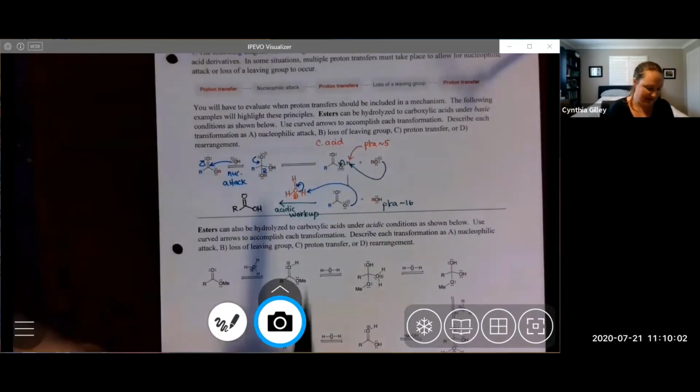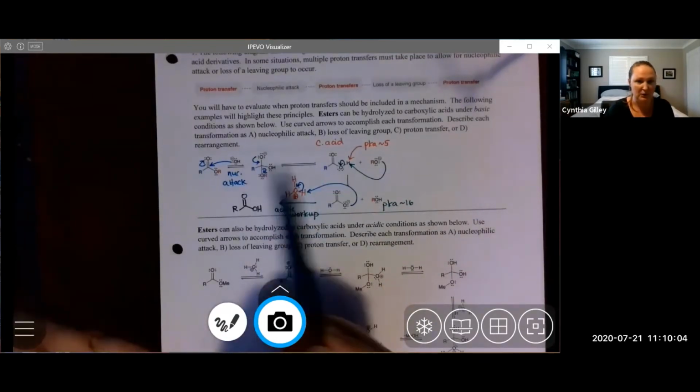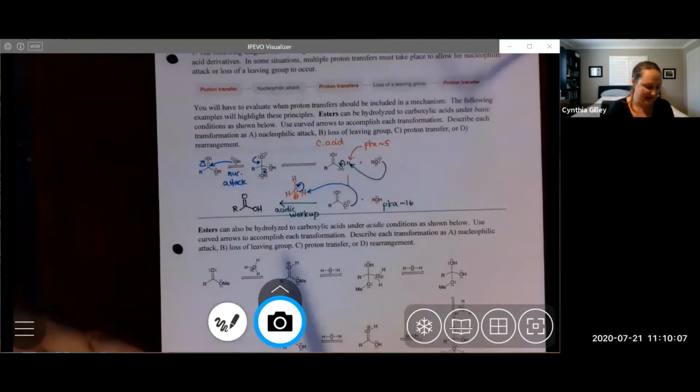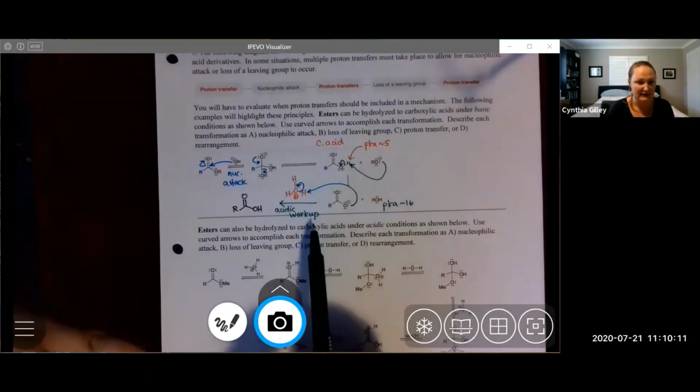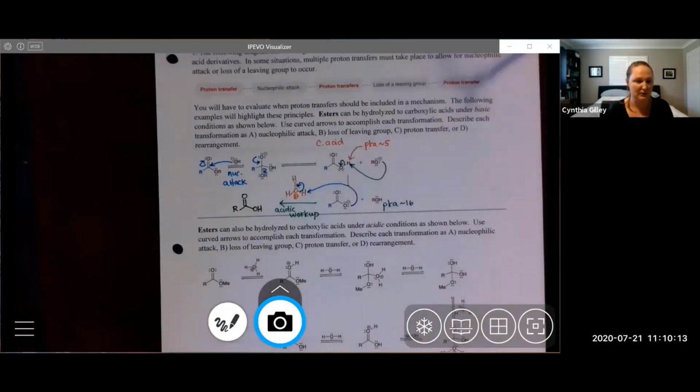If this was the case, this would be an equilibrium controlled reaction. Under basic conditions, there will be a proton transfer and you need an acidic workup in order to actually isolate the carboxylic acid.